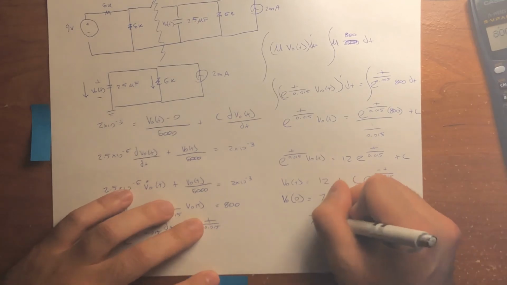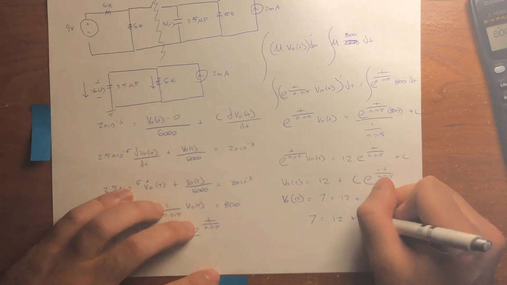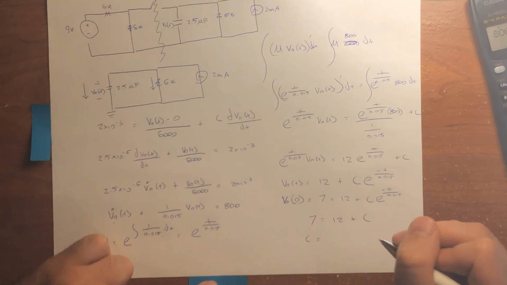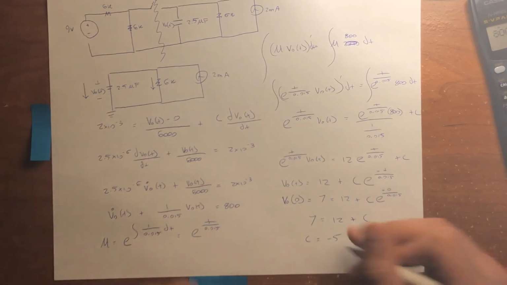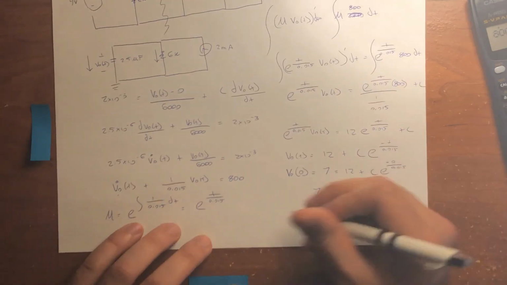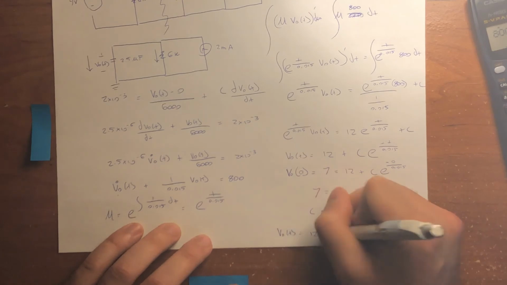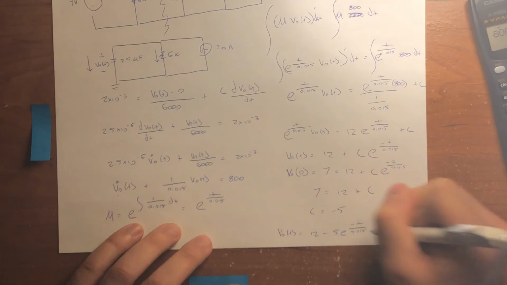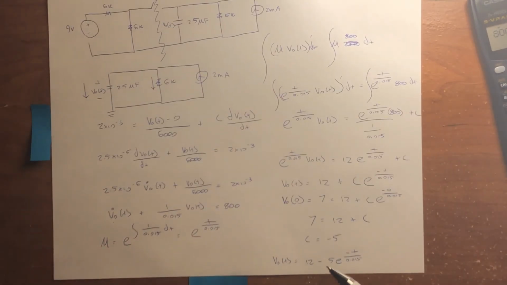So this ends up being 7 equals 12 plus c, since e to the power of 0 is 1. So c ends up being negative 5. If we plug the constant into the equation, we end up with v naught t is equal to 12 minus 5e to the negative t divided by 0.015. And this is the equation of the capacitor voltage when the switch opens up.